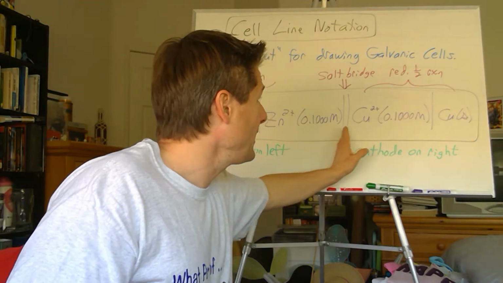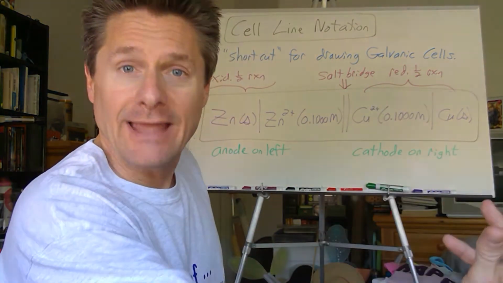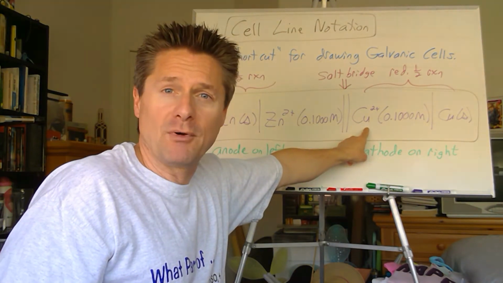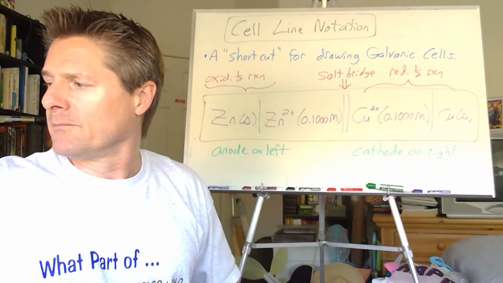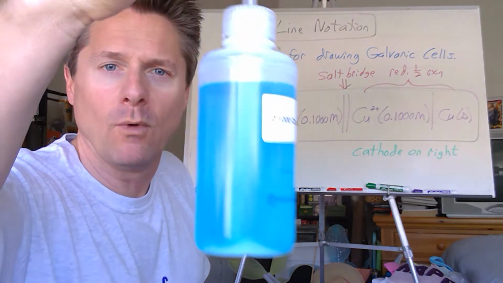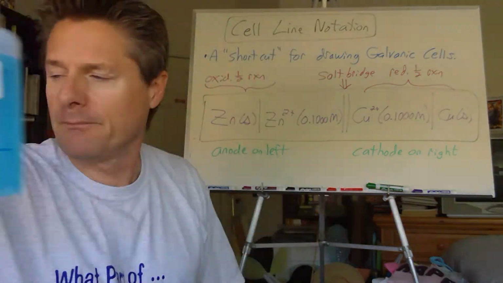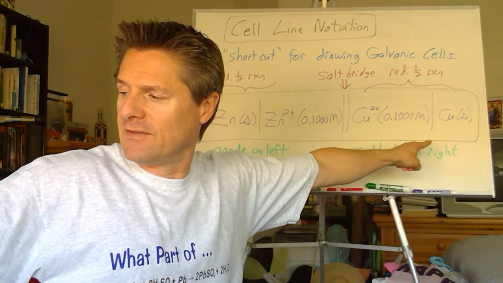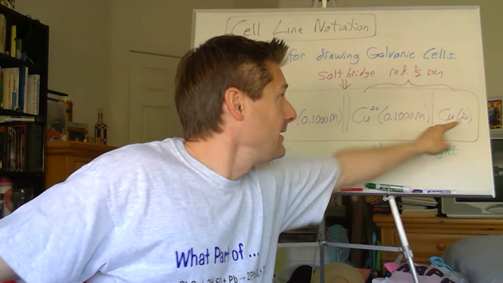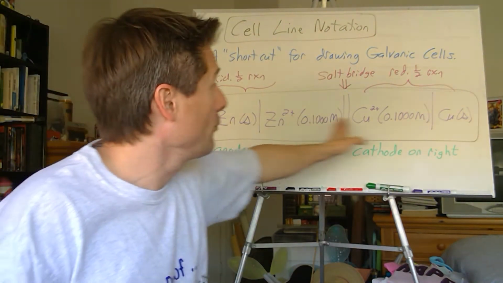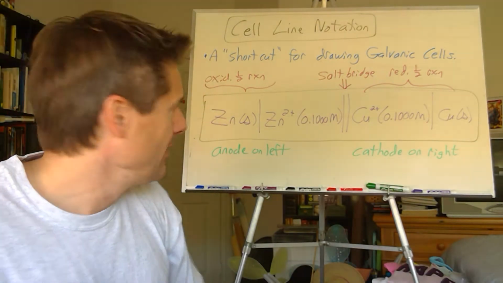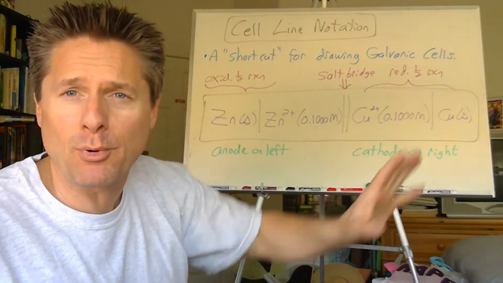And then on the other side of that salt bridge, we had the cathode, right, where the reduction was going on. So we started with the copper 2 ions in solution, right, and they were the 0.1000 molar. And then we had the phase boundary to the solid zinc electrode. Pretty straightforward. Now, they can be complicated if we start getting gases and things in there. So if we have a gas, you can put the g with the pressure and whatnot.